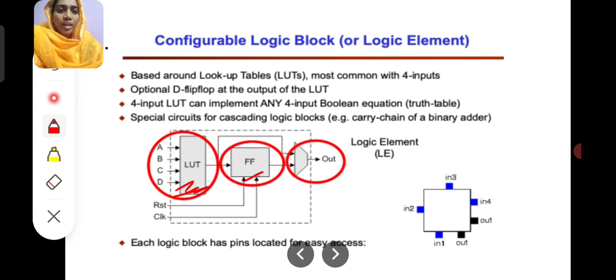And the second part is flip-flops. The lookup table output is given to the flip-flops, and we have a multiplexer. To the multiplexer we give either the lookup table output or the flip-flop output. Based around lookup tables, the most commonly used ones have 4 inputs. We use a D flip-flop, as we have 4 types of flip-flop: SR, JK, T and D. In CLBs we use the D flip-flop, and we have a multiplexer.